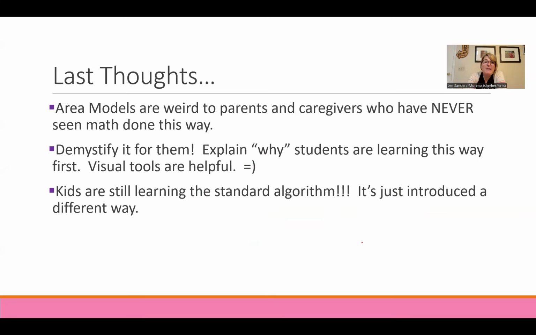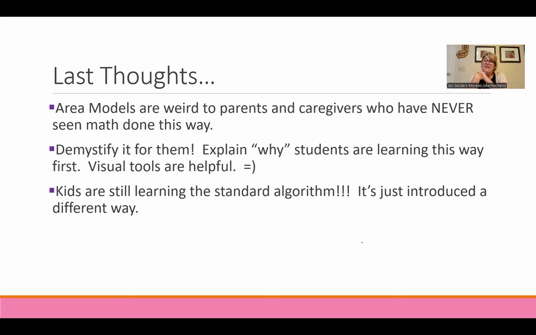Final thoughts. Area models are very weird to parents and caregivers who've never seen math done this way. And this is a hot topic, a hot button that gets hit where, why are they teaching math this way? We're just trying to help students visualize place value and the importance, okay? As future teachers, I want you guys to demystify it for them. Explain why students are learning this way.